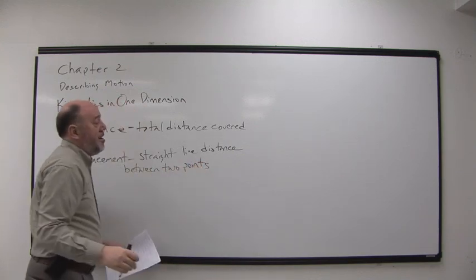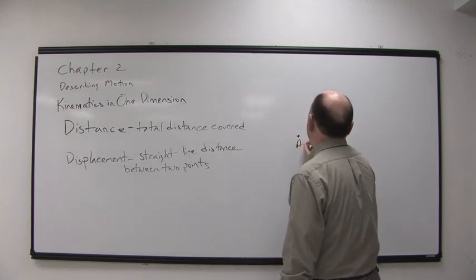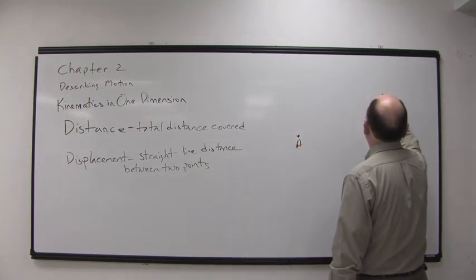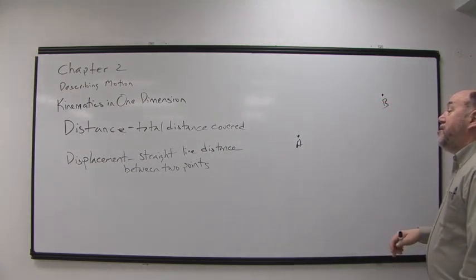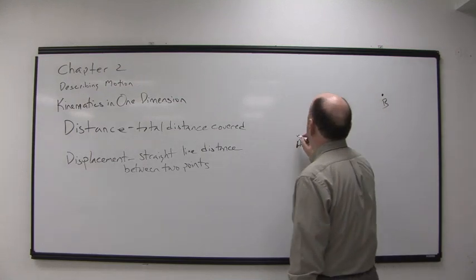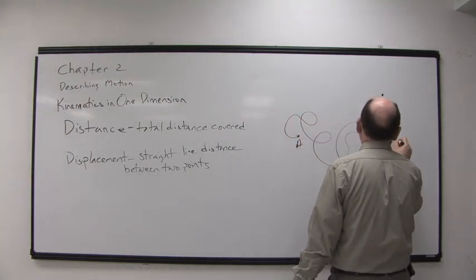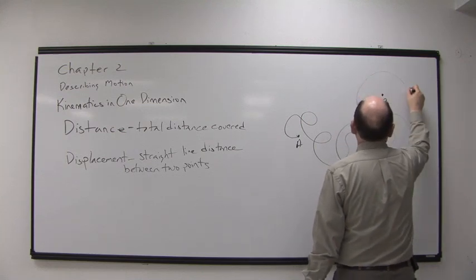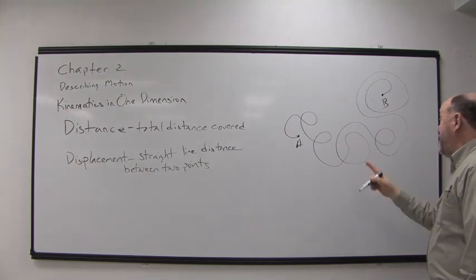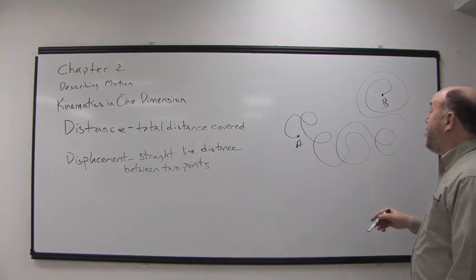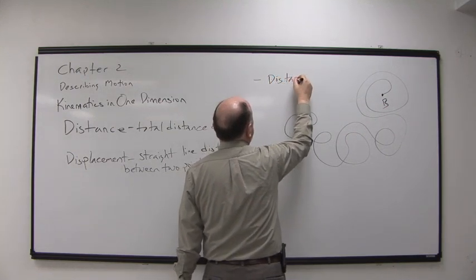So in regards to that, let's say I have a point A and a point B, and I want to go from A to B. First off, we go in terms of this path that gets us to B. And the total measurement of all that curve would represent the distance covered. Okay.